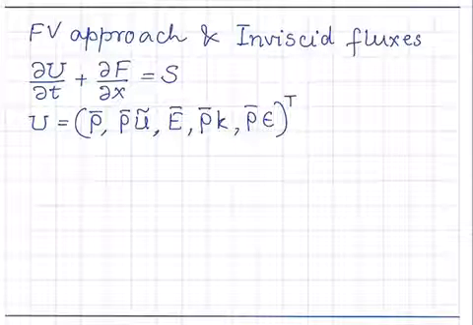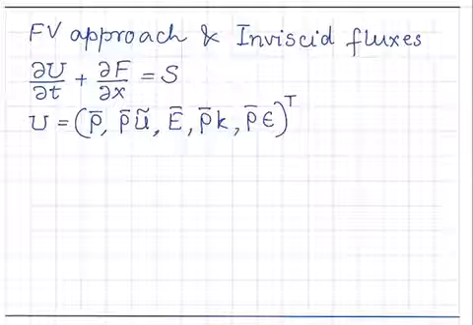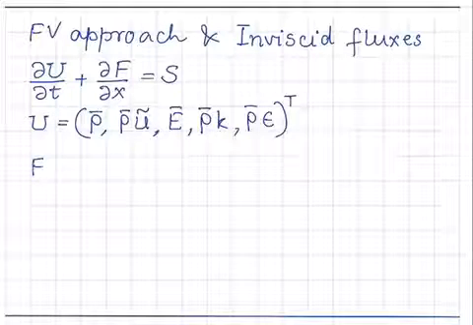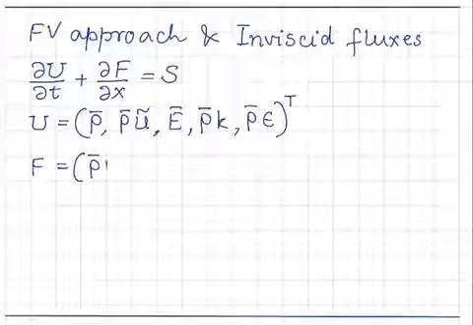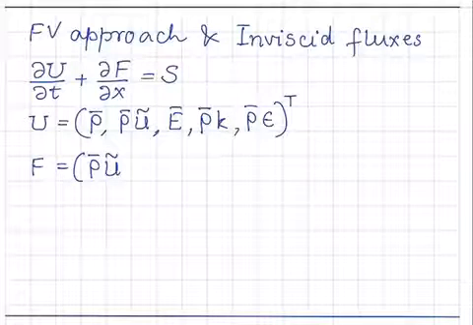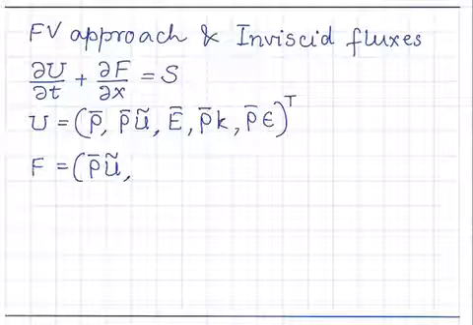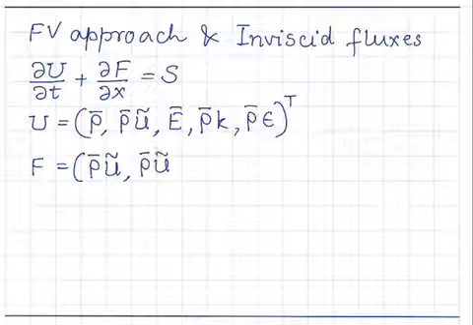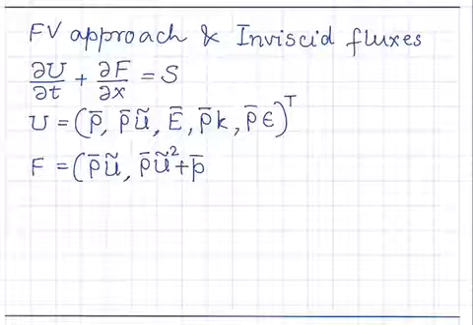And the transpose of that, so capital U is a column vector. The flux vector is also a column vector, and the first entry is rho bar u tilde from the convective term in the mass conservation equation. Momentum: rho bar u tilde square plus p bar.